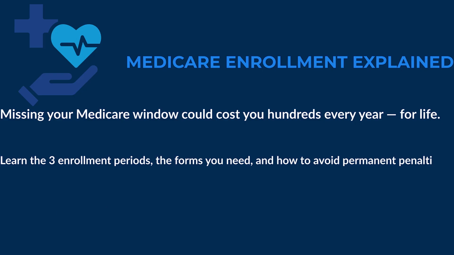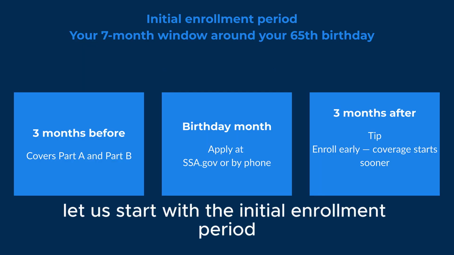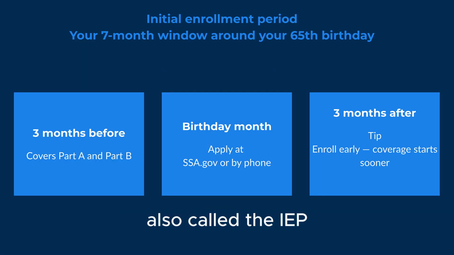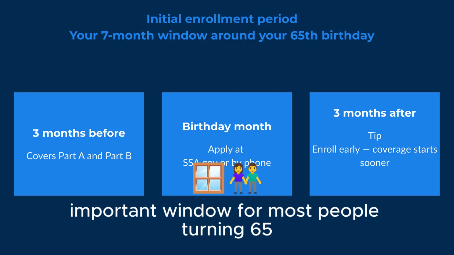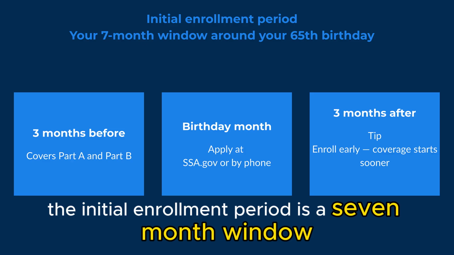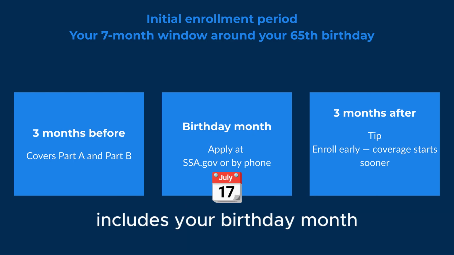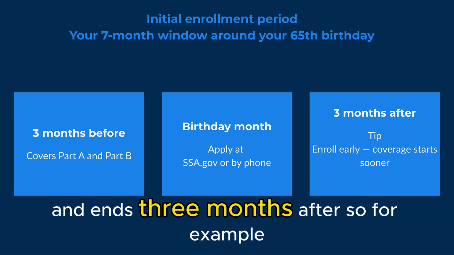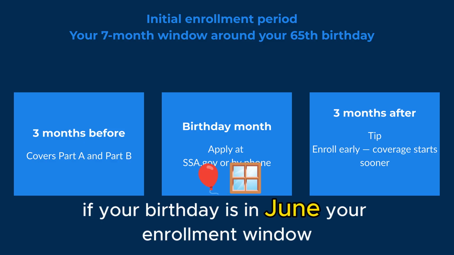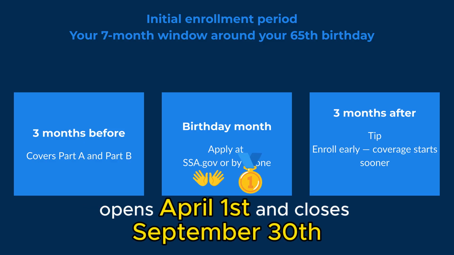Let's get started. Let us start with the Initial Enrollment Period, also called the IEP. This is the first and most important window for most people turning 65. The Initial Enrollment Period is a 7-month window. It starts 3 months before the month you turn 65, includes your birthday month, and ends 3 months after. So for example, if your birthday is in June, your enrollment window opens April 1st and closes September 30th.